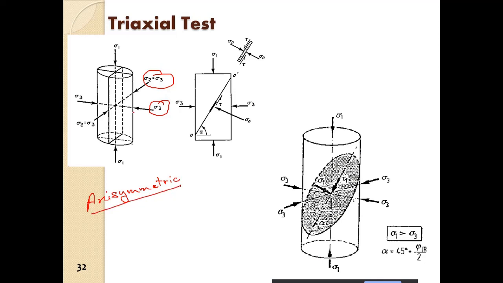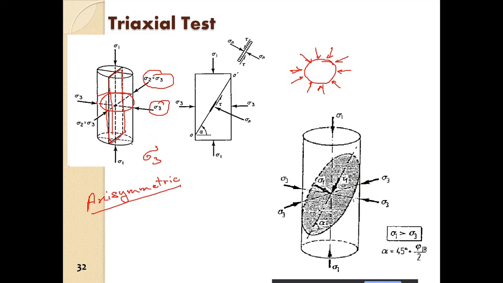Axisymmetric condition, so sigma 2 is equal to sigma 3. So sigma 3 is actually acting radially in all directions. If we observe one cross section like this, sigma 3 is acting on all directions radially inward. So on all vertical planes, we have sigma 3 acting.